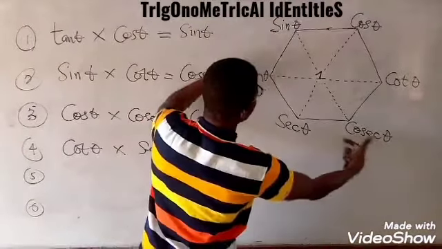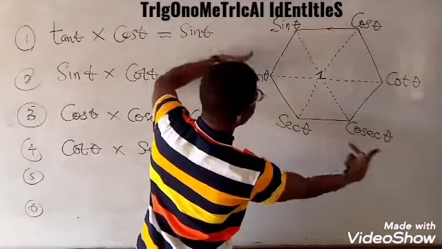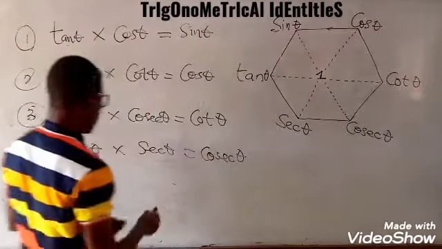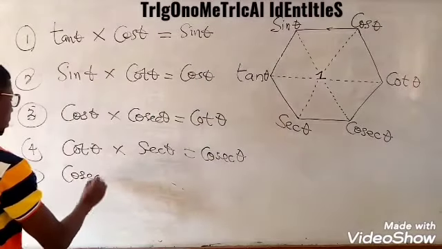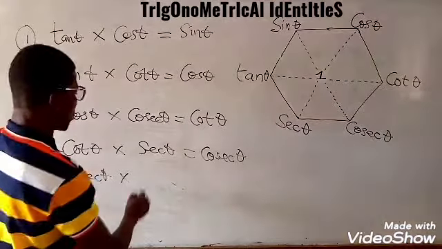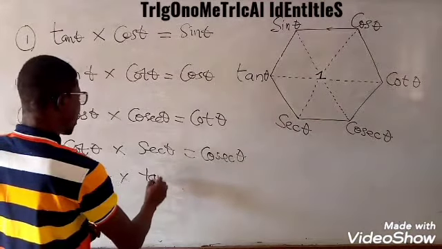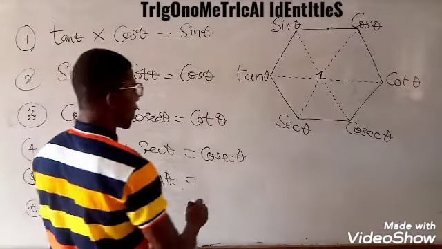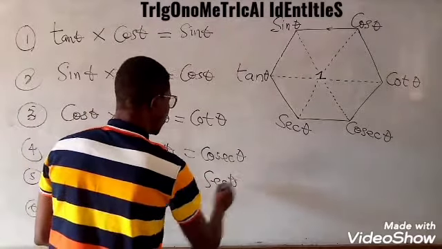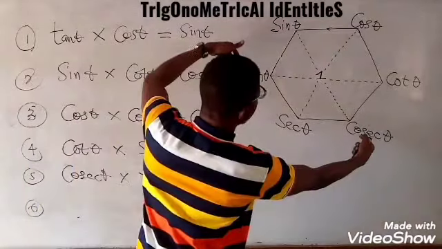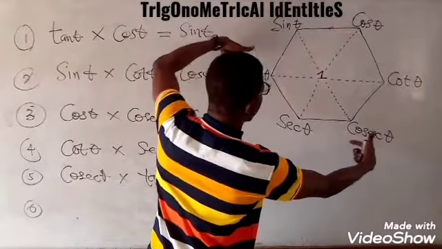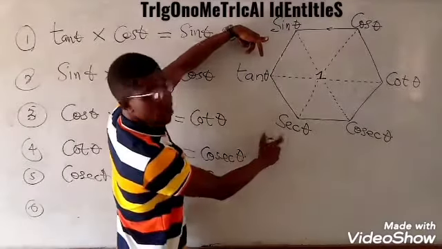Now when cosec theta multiplies tan theta, the result is sec theta. So cosec theta times tan theta, we have sec theta. So when cosec theta multiplies tan theta, the result is sec theta.